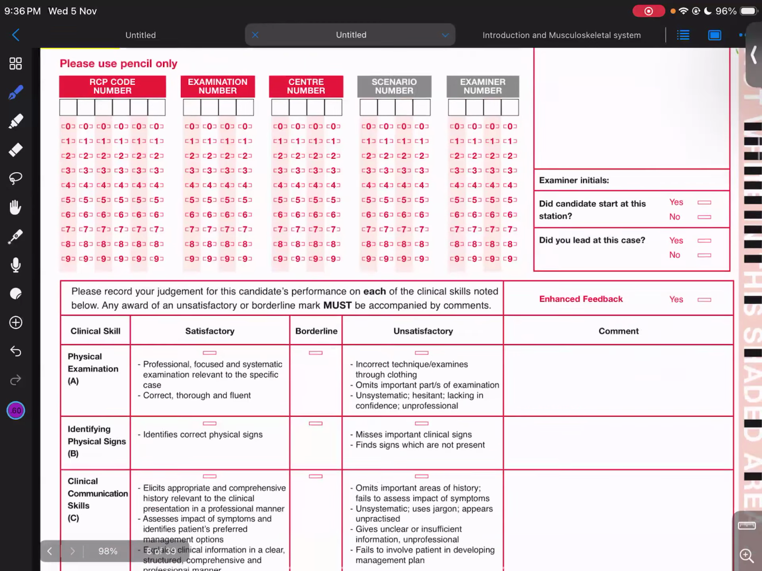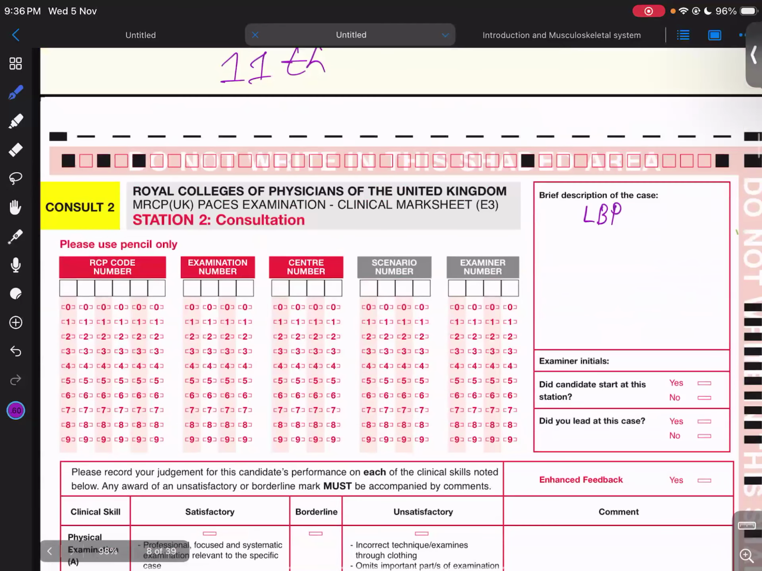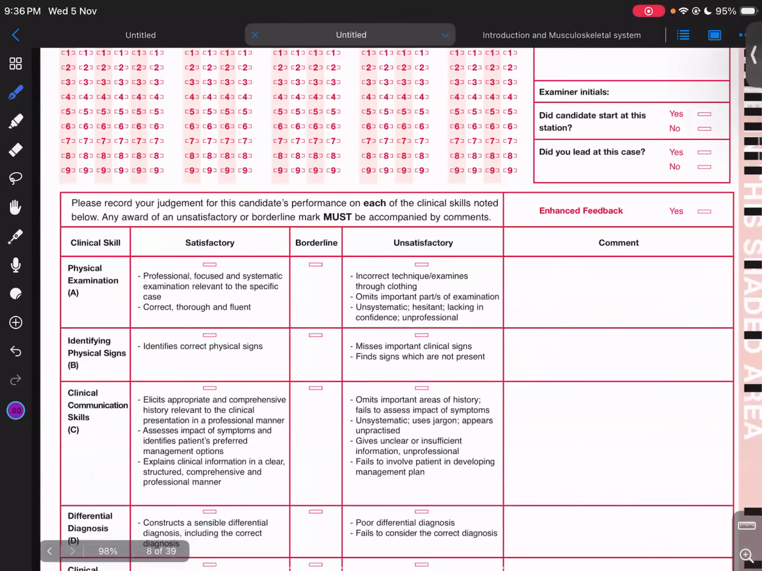Each examiner will have this mark sheet at his hand, and each examiner will be assigned for only 14 marks, not more than 14 marks. So after combining both examiners, you will get 28 out of 28. So how are the marks distributed?